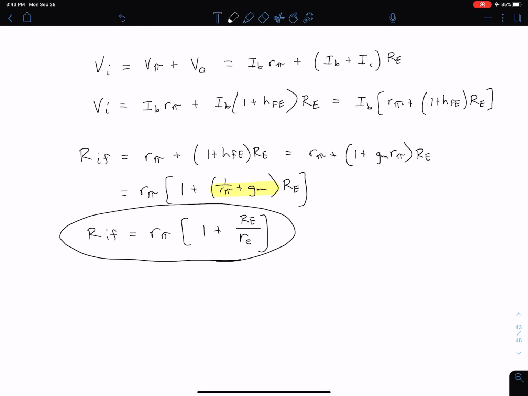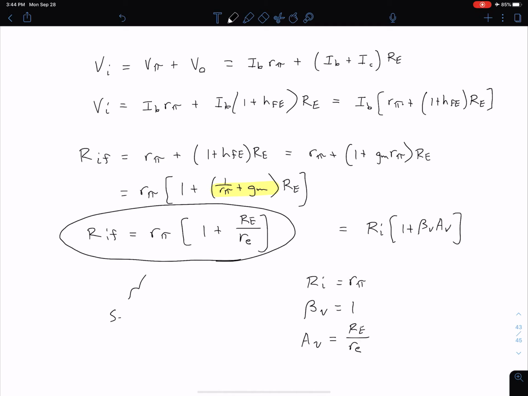And so this follows the same general form where we have that our R sub IF is equal to our input resistance times 1 plus beta V times A sub V. And in this case, by inspection, we have that our input resistance is R pi. As we discussed in the previous video, the beta V is 1. And also, as we saw in the previous video, our A sub V is RE divided by a lowercase re. So again, we see this is the same as our ideal form.